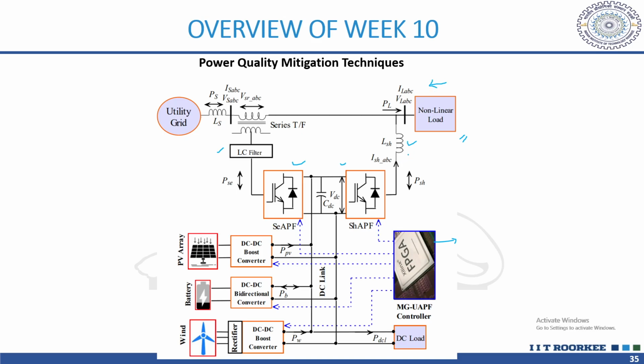The shunt filter will provide a low impedance path for the harmonics to flow, so that the harmonics will flow this side, but the series one will provide a high impedance so that these harmonics cannot flow back to the supply system.